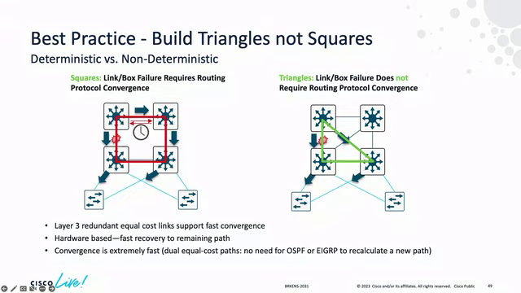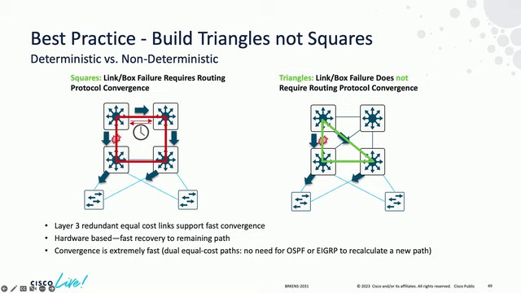Well, first, and I would say by far the most important rule, is to build triangles, not squares. What does it mean? If we compare these two designs with each other, and a link between distribution and the core is failing, in the situation where we've built a triangle, we have all the information to perform a switchover to the alternative path already available on this box. We can perform hardware-based fast recovery, which is always faster than anything depending on the control plane.